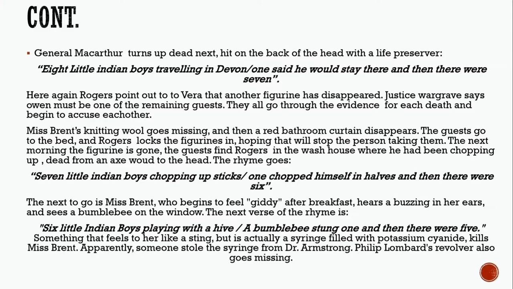Seven little Indian boys chopping up sticks. One chopped himself in half, and then there were six. So the next person who died was Mr. Justice Wargrave, who was a justice as a hanging judge. Now he faked his death in this novel.